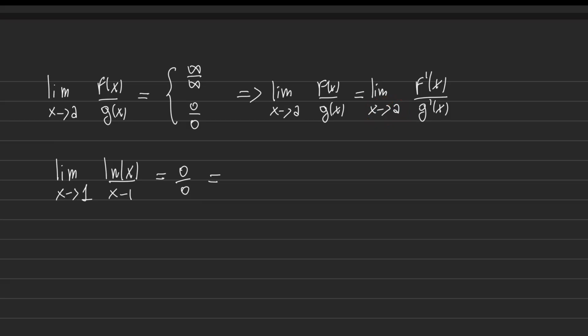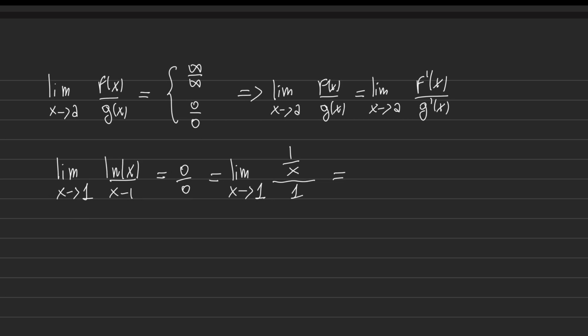So this one is going to be equal to the limit as x goes to 1 of the derivative of the logarithm, which is 1 over x, divided by the derivative of x minus 1, which is just 1. Which means that we have 1 over x, and for x going to 1 we have 1 over 1, which is 1. And this means that after applying L'Hopital's rule, the limit as x goes to 1 of the log of x divided by x minus 1 is just equal to 1.